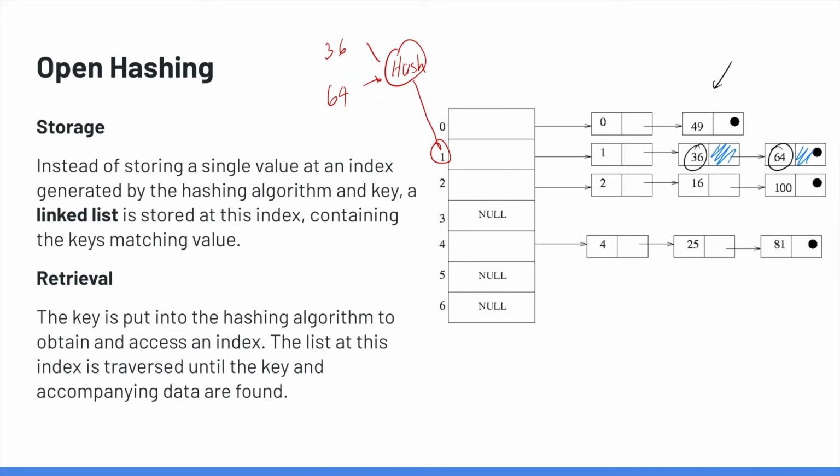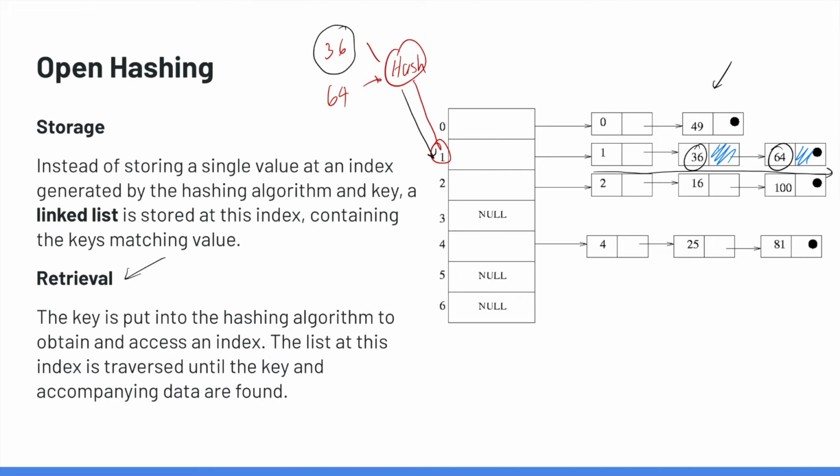Now, if we want to find a piece of data, let's say we put in a key of 36 because we want to access the data that corresponds to the key 36. Then we would go to position 1 and we would search through our linked list using a linear search until we find key 36 and the data corresponding to key 36. And that's our retrieval.